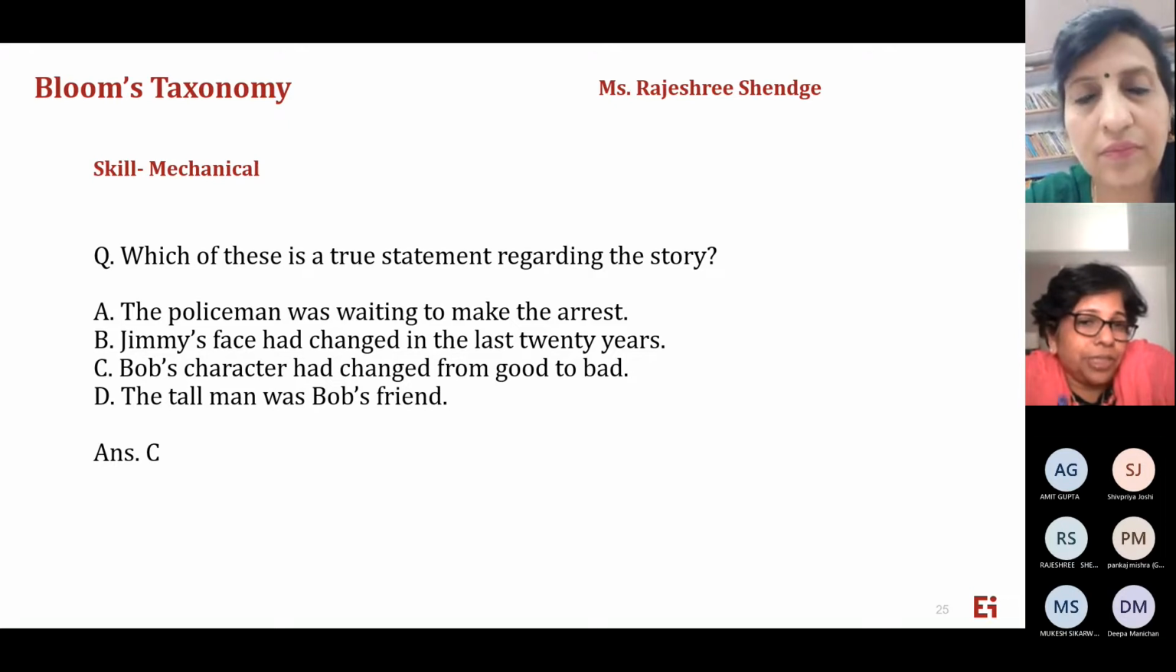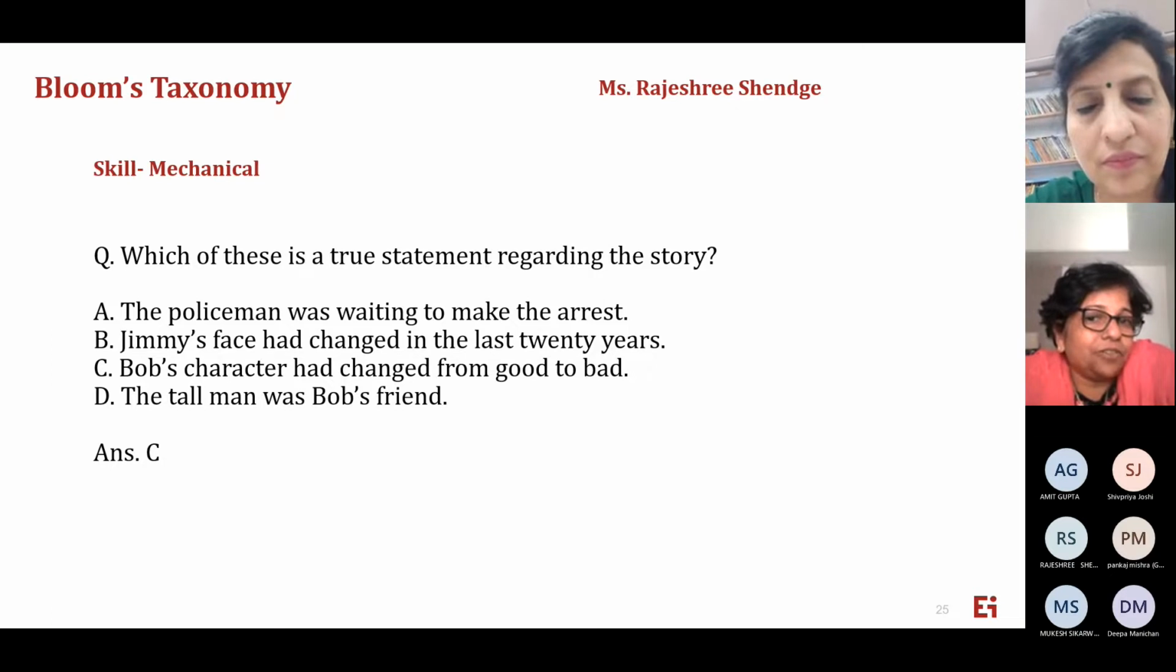In the story, the second policeman says it's good enough to change a person from good to bad. So that is stated in the story. But option A is not stated in the story; somebody has to understand it based on the events. That's what I want to say. So it stops at understanding. It doesn't stop at recall.